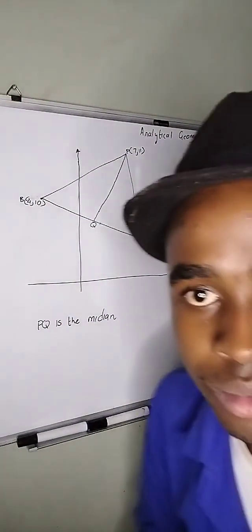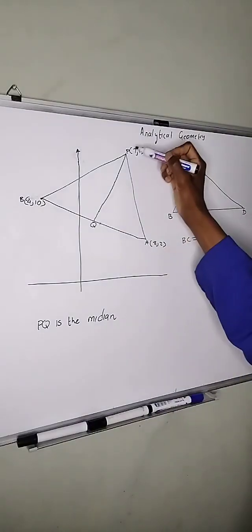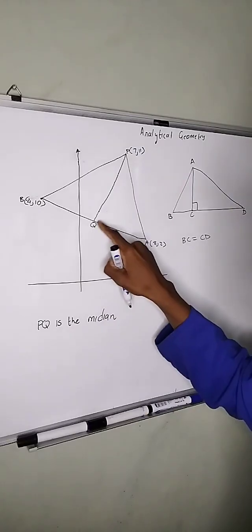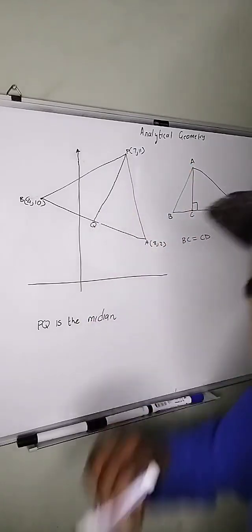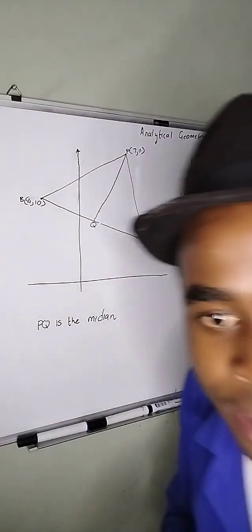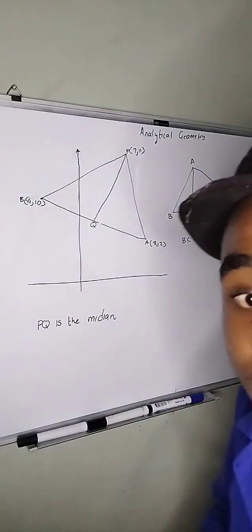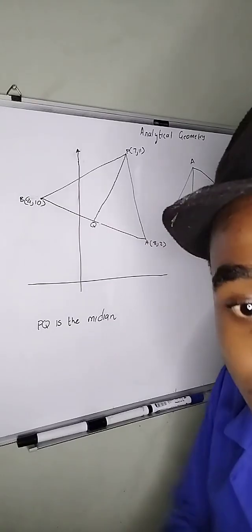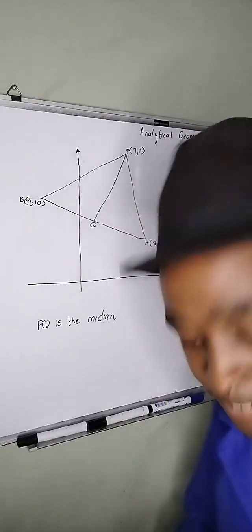So then they need the length of PQ. And they're saying PQ is the median.